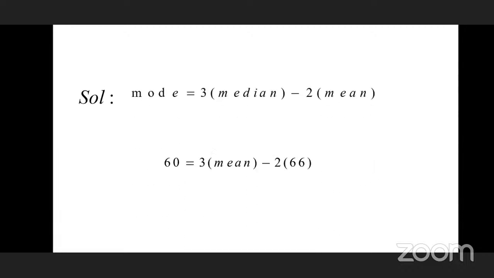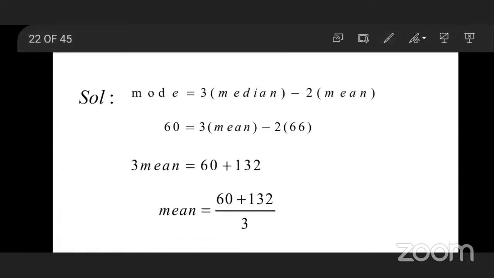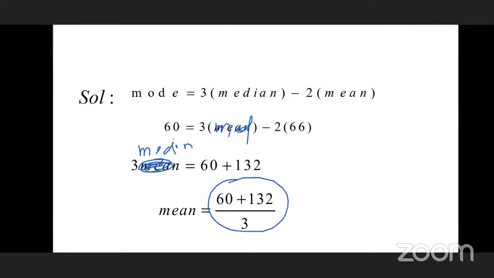Solution. So your median. Median, what is the value? Median is equal to 60 plus 132 by 3. 192 by 3 is equal to 64, which is the correct solution of the given problem.